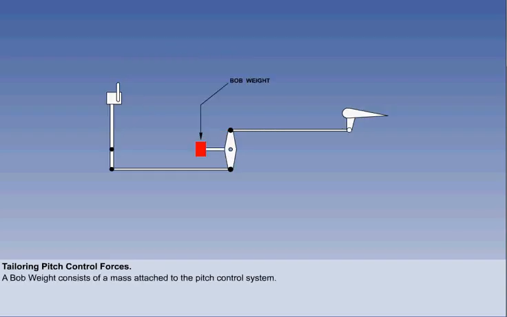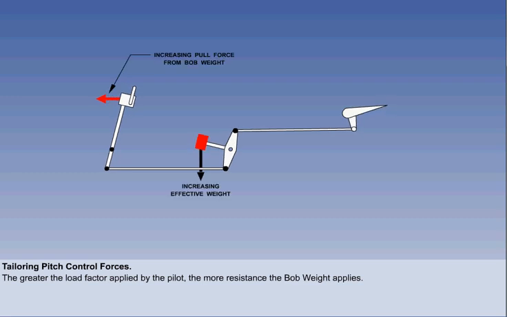The second device used to tailor the control forces is the bob weight. The bob weight consists of an eccentric mass attached to the pitch control system. The bob weight mass is subjected to the same change in load factor as the aeroplane. Thus, the bob weight will provide an increment of stick force in direct proportion to the load factor applied. This will prevent the pilot applying too much G during manoeuvres. The more the pilot pulls back, the more resistance the bob weight adds to the control system.